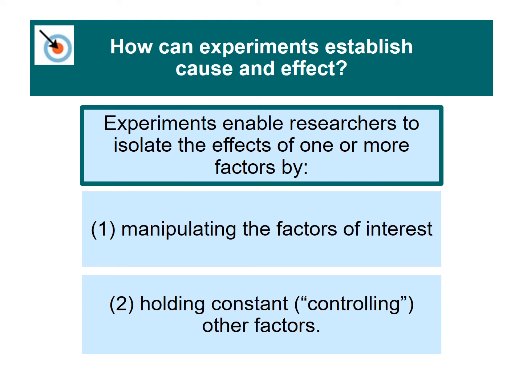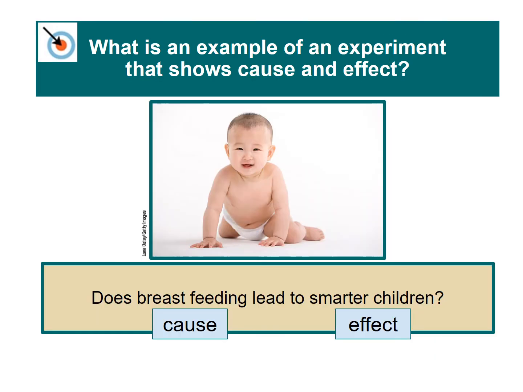How can experiments establish cause and effect? Experiments enable researchers to isolate the effects of one or more factors in two ways. One, by manipulating the factors of interest, and two, by holding constant or controlling other factors. What's an example of an experiment that shows cause and effect? Does breastfeeding lead to smarter children? The cause would be breastfeeding, the effect would be smarter children.